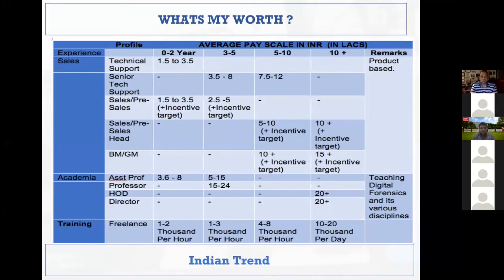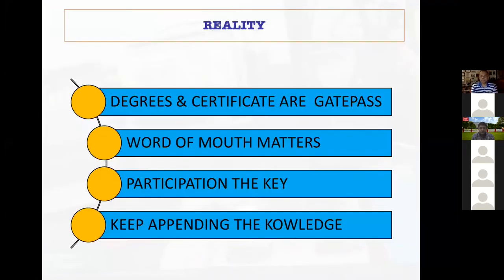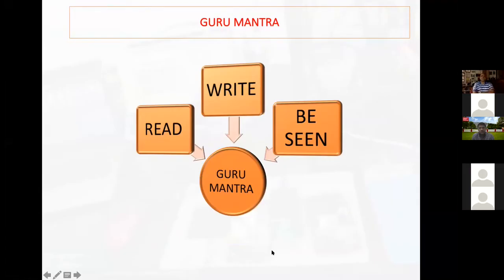This is all again from open source. And training: there are people who are giving freelance training on an hourly basis. So forensics as a service, in terms of investigation services and training services also. People charge 1 to 2,000 per hour, and a few people who have good experience charge 10 to 20,000 and even more. I know of people who charge more, but I've kept it to a reasonable figure here. So the reality is degree certificates are required as a pass. Word of mouth still matters in this niche field. Participation is the key, and keep on adding to your knowledge. Knowledge is never ending. Continuity and continuous training are required.